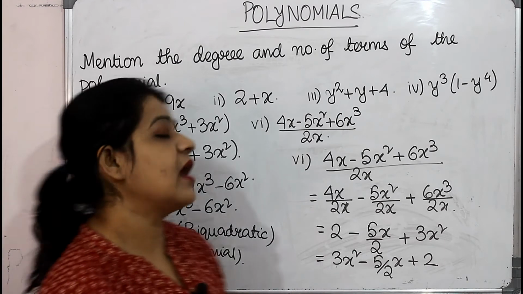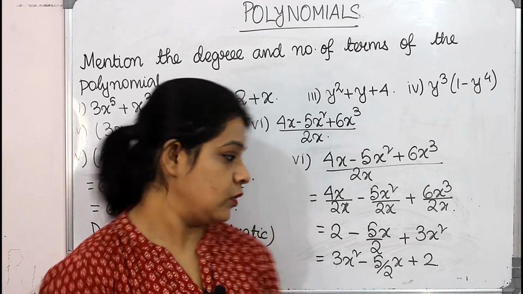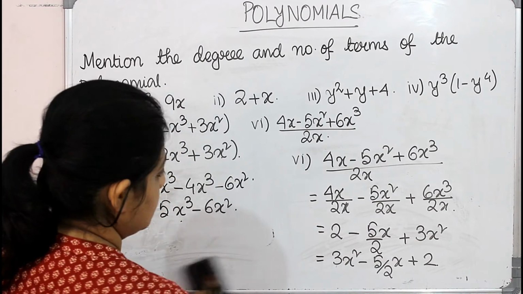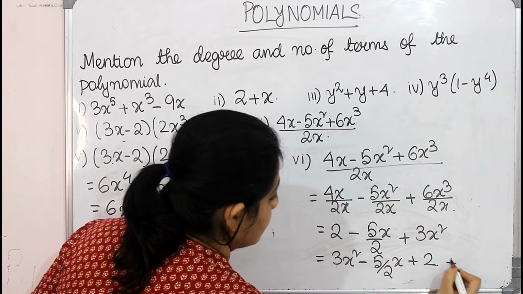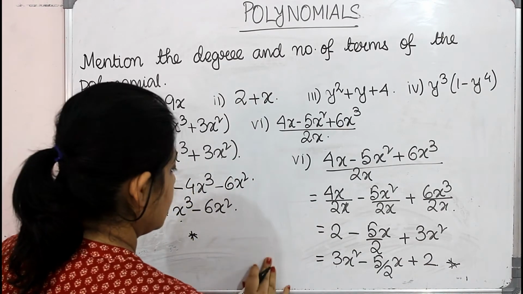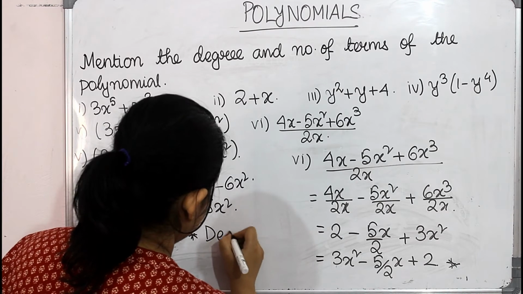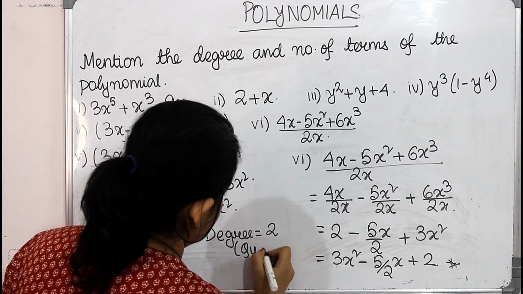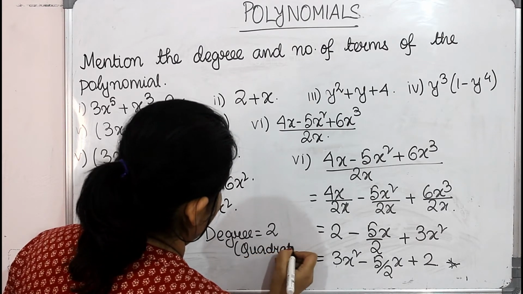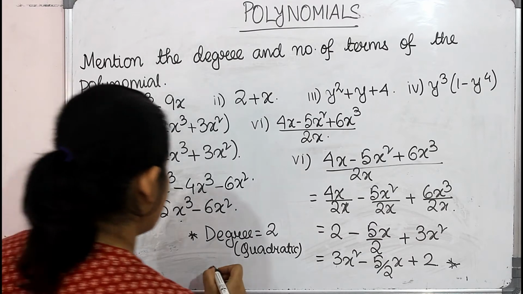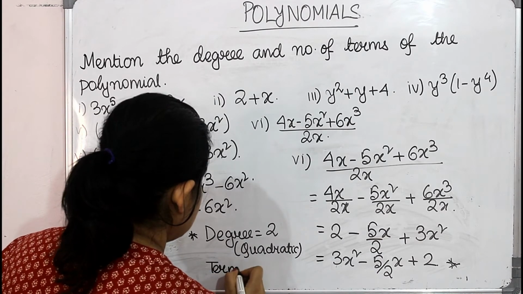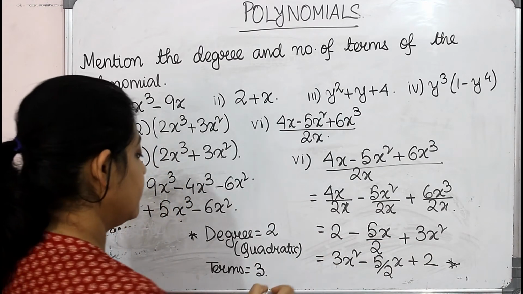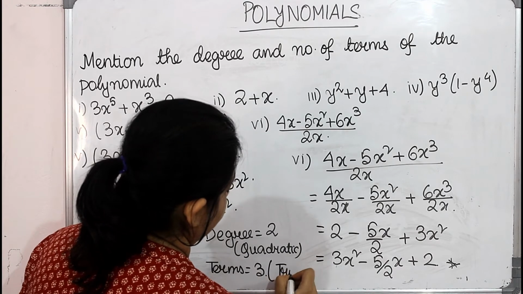Okay, so the highest power over here is 2. So the degree is 2 over here. So I am just writing over here, degree is 2. So this is quadratic. And your number of terms are 3: 1, 2, 3. So number of terms are 3. So we will call it a trinomial.